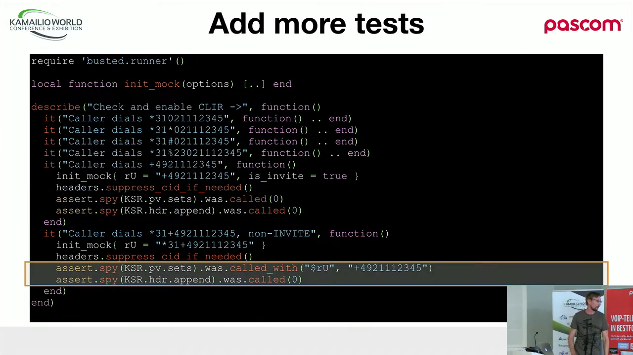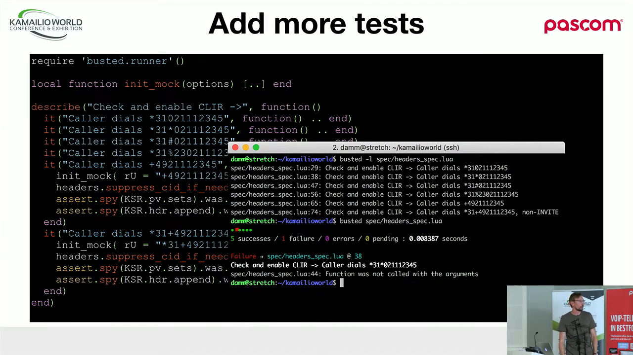And the other one is where the customer wanted to suppress the number, but it wasn't an invite, and we don't want to append the privacy ID header to a cancel, so I check it like this. And then we can run it again.